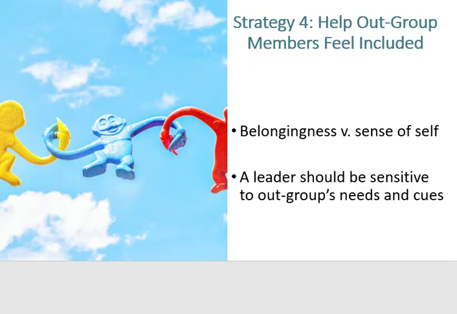We've learned in previous chapters that there's tension between wanting to be seen as unique or an individual and feeling like you belong in the team. With Strategy 3, a leader can address that part of the individual aspect. Strategy 4 considers that sense of belongingness. As a leader, pay attention to outgroup member cues and respond appropriately.